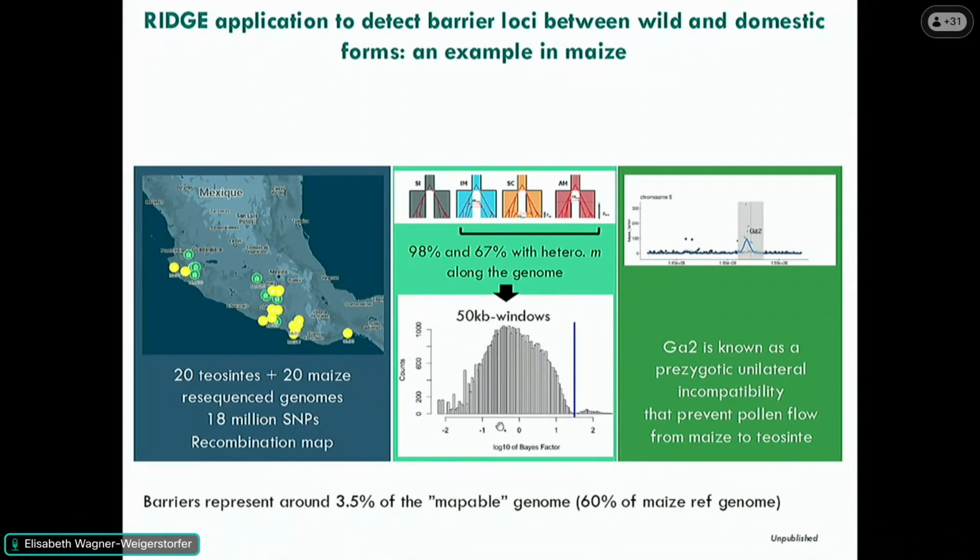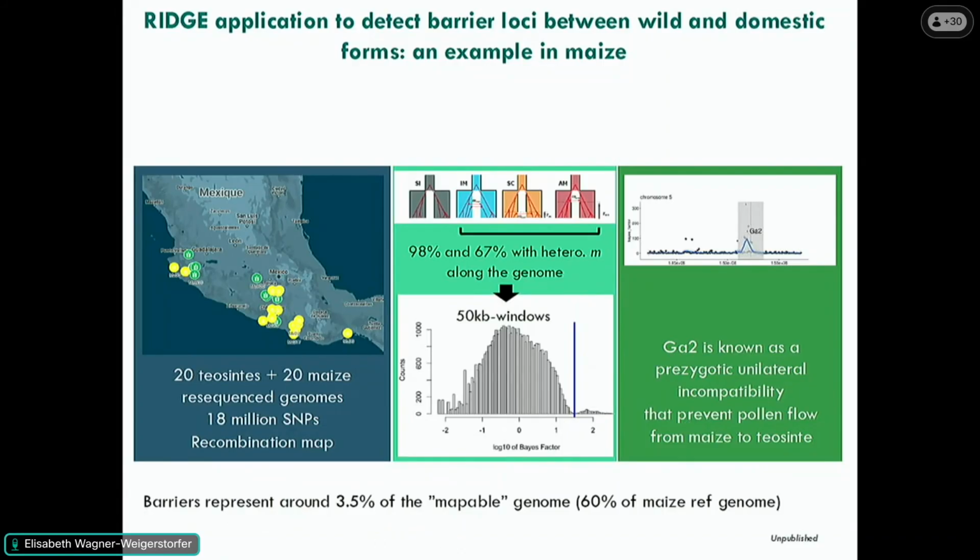We get our distribution of bias factors. You see it's bimodal, and basically we use this blue cutoff here, and we considered all the loci after this threshold as barrier loci. Then we looked along the genome, and maize is one of the species for which we know one barrier locus, which is called Ga2. And we were quite happy because we recovered this locus, which is known as a prezygotic unilateral incompatibility that prevents gene flow from maize to teosinte. And in maize, we found that the barriers occupied 3.5% of the mappable genome.